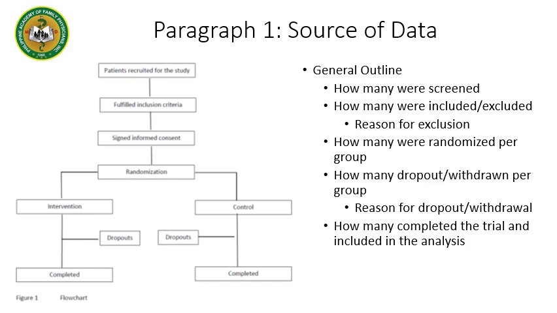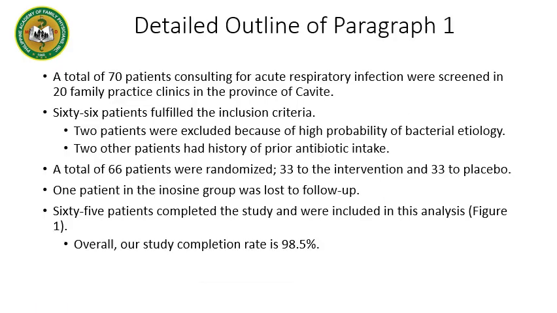Now, when I write a paper, I start with a bulleted outline. Once I have this bulleted outline, I convert them into sentences. For example: how many were screened, how many were included and excluded, and the reason for exclusion. So I convert them into sentences like this.